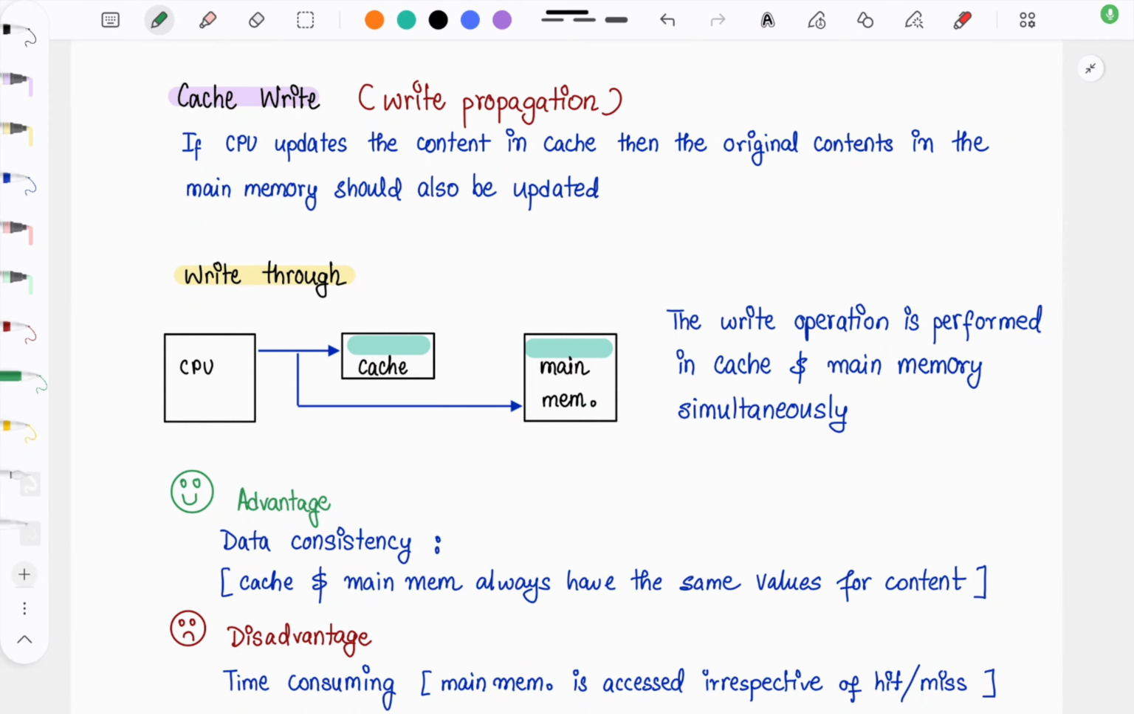So today we will learn about cache write. What it means is that whenever we want to make some changes to the data being stored in the cache, or we need to update the content, in terms of computers we call it cache write.